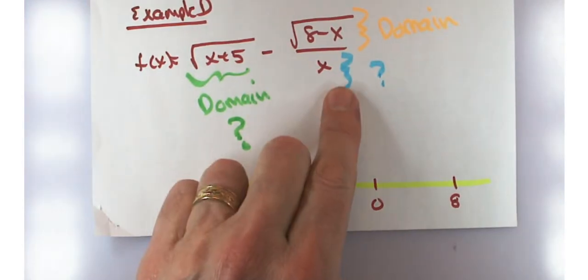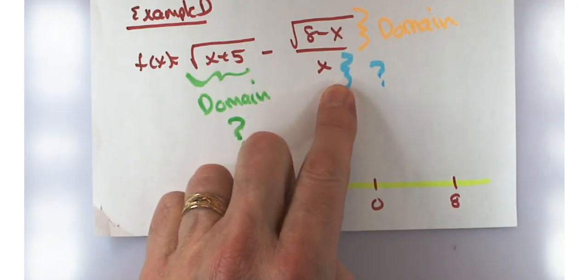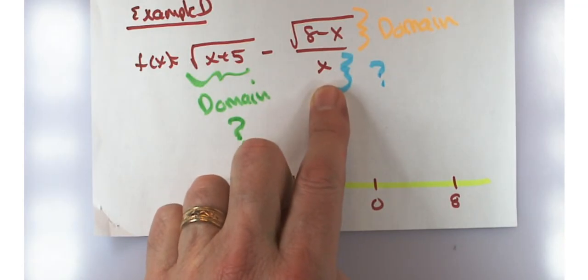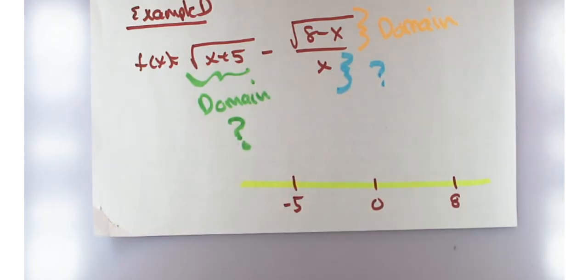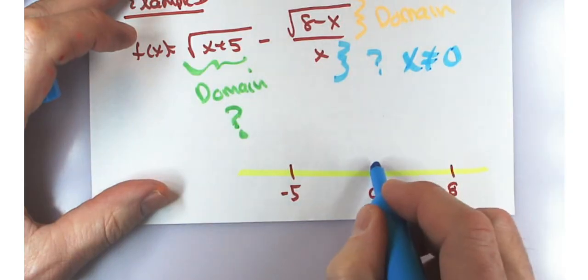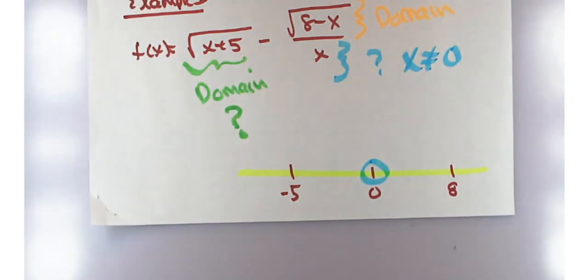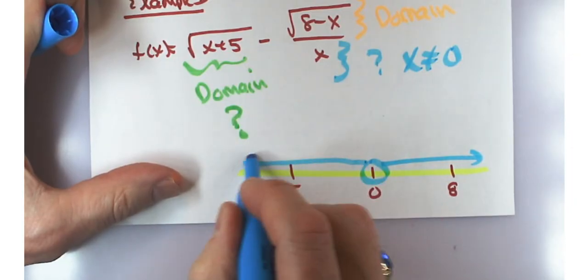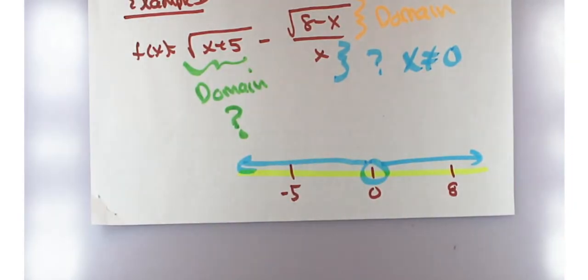Let's take care of this thing first. What happens with this x here? What should I worry about or avoid? 0. Yeah, x can't equal 0. So let's put a nice big little circle on the 0. We can't have that. Everything else we're okay, right? It could be positive infinity, it could be all the way up to negative infinity. It just can't be 0.